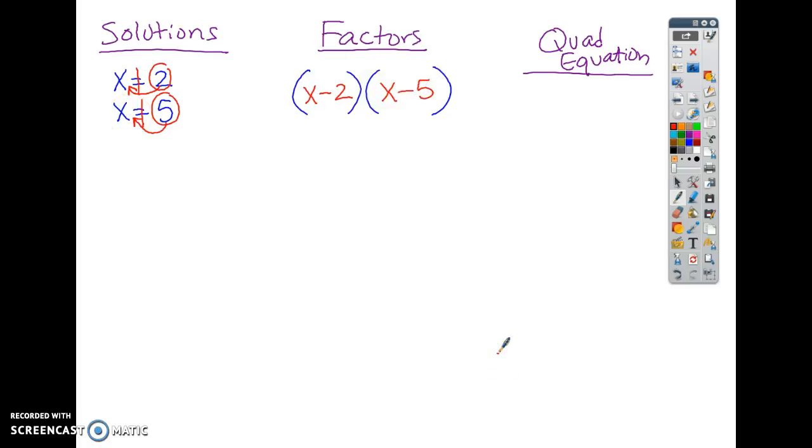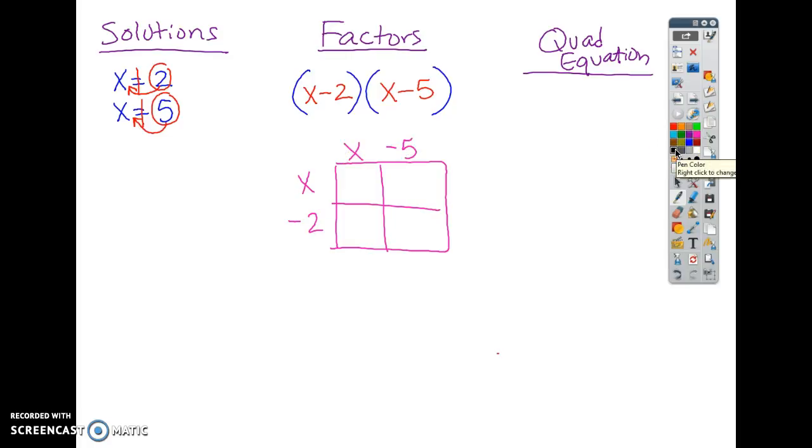But that's not what they're asking for. They're asking for the quadratic equation. So how am I going to get the equation from the factors? Box. We're going to do a box, and we're going to multiply them and get the equation. So the box, you're going to put x minus 2 times x minus 5. Start multiplying in there, and that's where you're going to get the equation from.